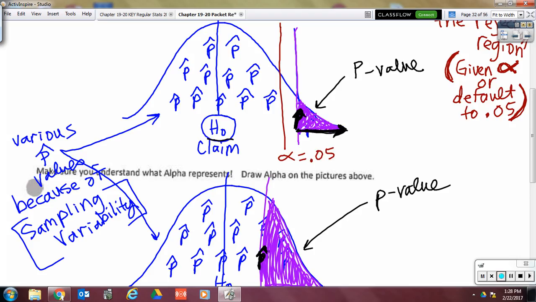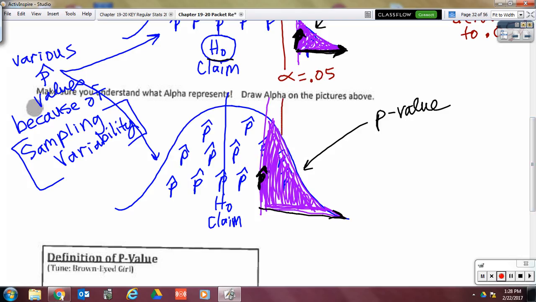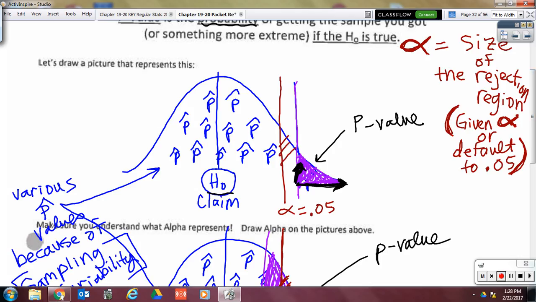Okay, and we'll go ahead and put it in the same location on this bottom curve. There's my alpha, 0.05. Here's what that means. This shaded area, which I'm doing with little stripes so I can still see the color behind it, is 5% of the data. This area here is 5% of the data. So that is the size of the rejection region.